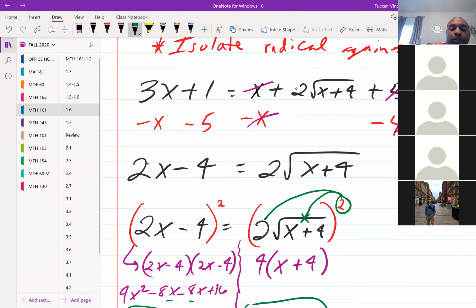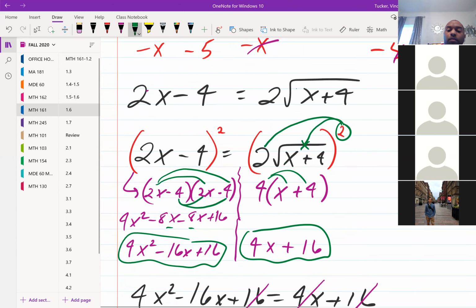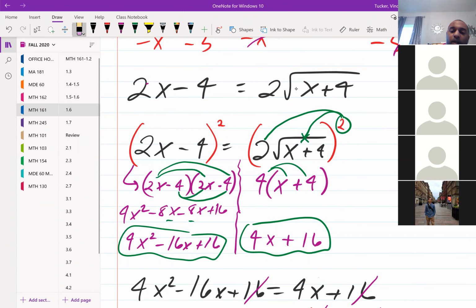So what's going to happen is we'll have 2x times 2x, which will give us 4x squared. 2x times negative 4 is negative 8x. Negative 4 times 2x is negative 8x. Negative 4 times negative 4 is 16. Combine those like terms, that'll be 4x squared minus 16x plus 16. Then here we can distribute, that'll be 4x plus 16. And that gives us the bottom result: 4x squared minus 16x plus 16 equal to 4x plus 16.